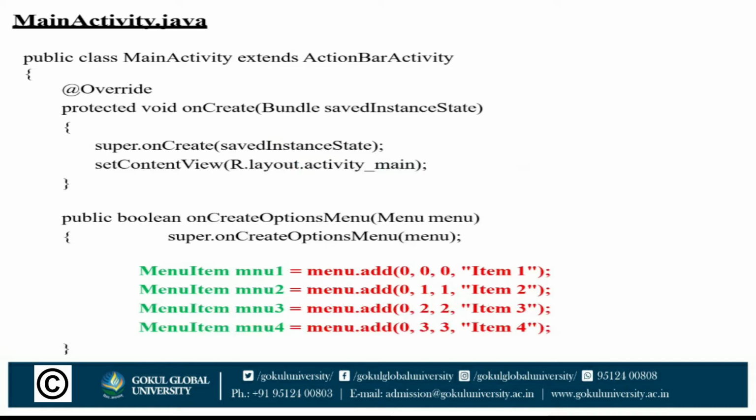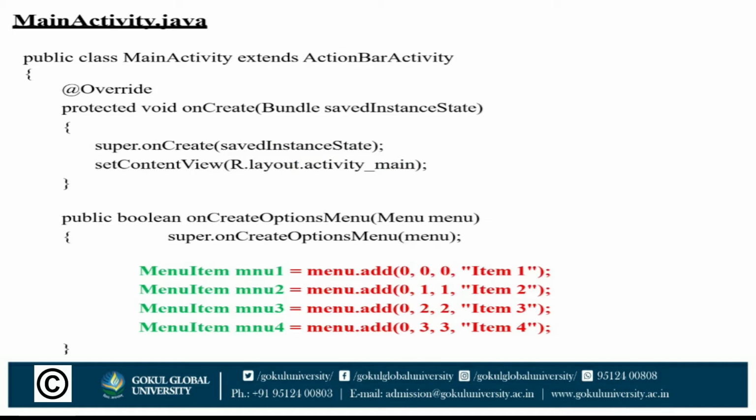In the MainActivity.java file, first of all override the onCreate method, then call the onCreateOptionsMenu method which takes a menu as an argument and adds a series of menu items to it. Then, to add a menu item, create an instance of the MenuItem class and use the add method of the menu object. The add method takes 4 arguments. The first argument describes the group identifier that the menu item should be part of. Use 0 if an item is not in a group. So here the menu item is not part of any group, so we use 0.